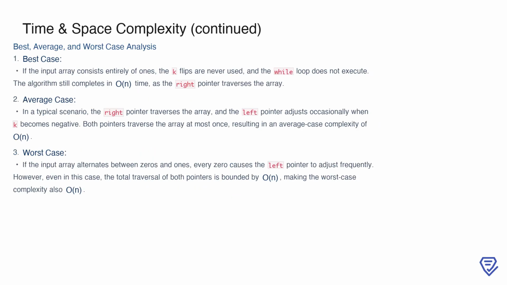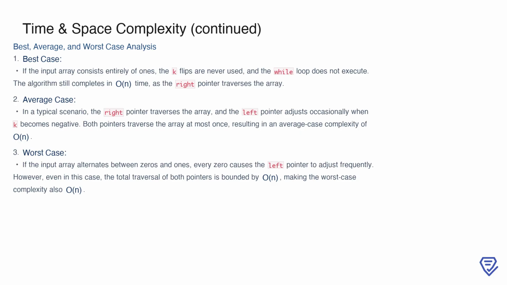Now, let's analyze the best, average, and worst-case scenarios for this algorithm. In the best case, the input array consists entirely of ones. Here, the k flips are never used, and the while loop does not execute. The right pointer simply traverses the array, resulting in a time complexity of O(n). In an average case, where the array contains a mix of ones and zeros, the right pointer traverses the array while the left pointer occasionally adjusts when k becomes negative. Even in this scenario, both pointers traverse the array at most once, so the time complexity remains O(n).